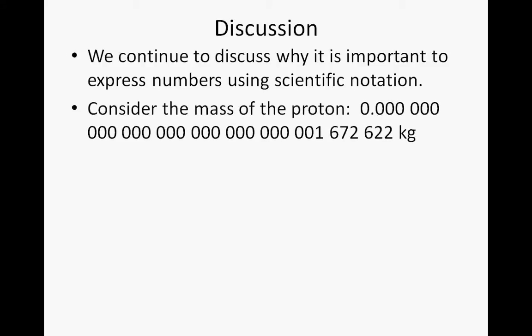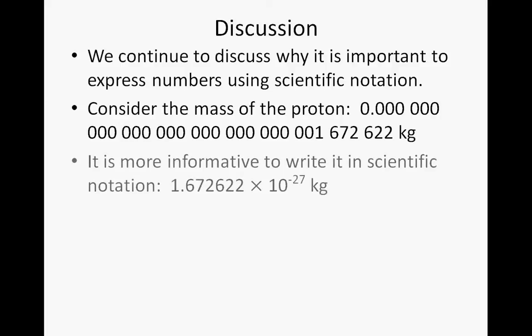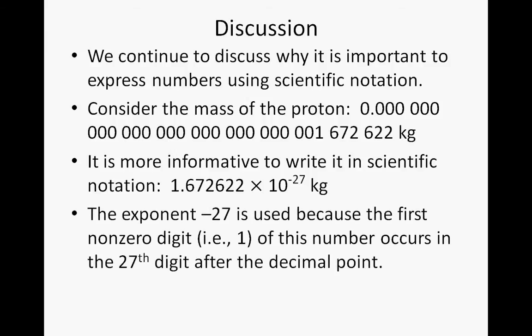Consider the mass of a proton, which we just did, and we wrote it in a more informative way, which is 1.672622 times 10 to the negative 27th power kilograms. Noting that the exponent negative 27 is used because the first non-zero digit, which is 1, right here. So if you're reading this number, the first non-zero digit we get to is 1. That number occurs at the 27th digit after the decimal point. So if you count from the decimal point to where the 1 is, that is 27 places.